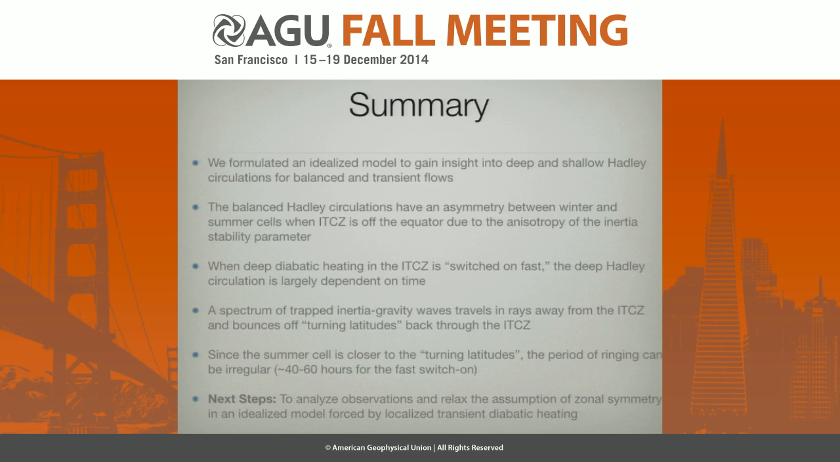Yeah, there's just one term that was neglected between the two. There's one different term.